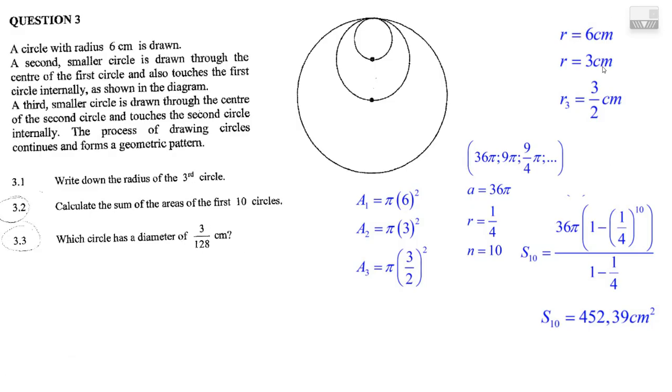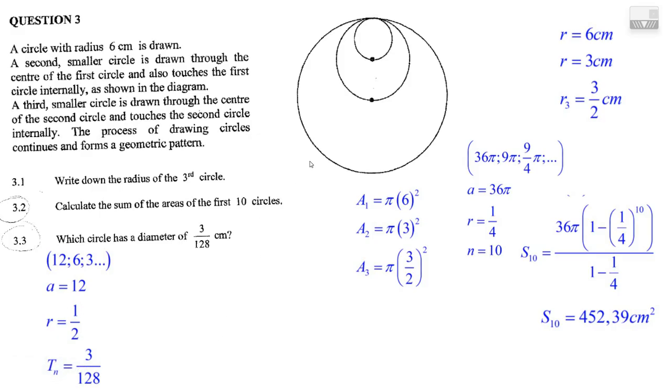Okay, which circle has a diameter of 3/128? Well, these are the series of the radiuses. The series of the diameters would be 12, 6 and 3, since the diameter has to be twice as much as the radius. So the first term is 12. r is still a half. 6 divided by 12 is a half.